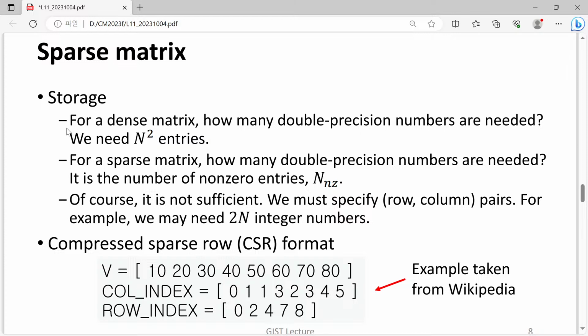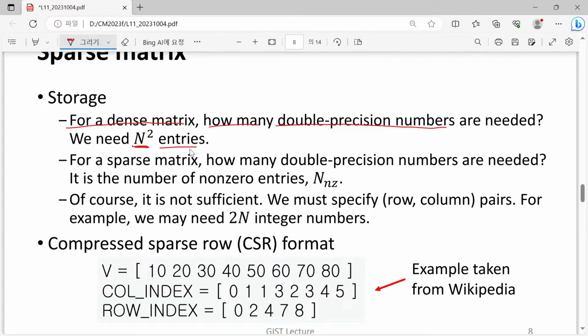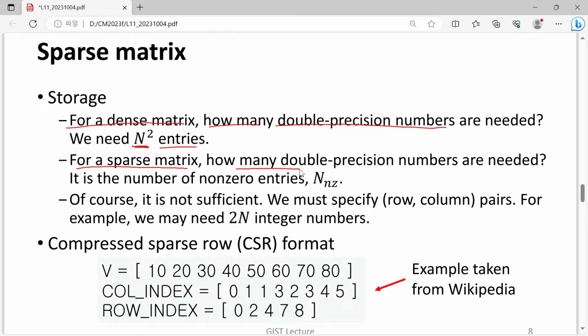So for a dense matrix description, how many double precision numbers are needed to store your values? We need n squared entries. Okay, so that is quite easy to understand. However, for a sparse matrix, how many double precision numbers are needed?